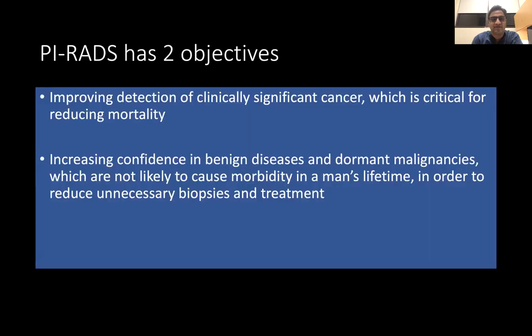The objective of PI-RADS essentially is to improve the detection of clinically significant prostate cancer, which is critical in reducing mortality. But at the same time, we want to decrease the detection of benign diseases or clinically insignificant cancers, so that these patients don't undergo unnecessary biopsies or unnecessary treatment that may potentially cause unnecessary morbidity. These are the two main objectives of PI-RADS, and there have been seminal papers that validated these objectives.